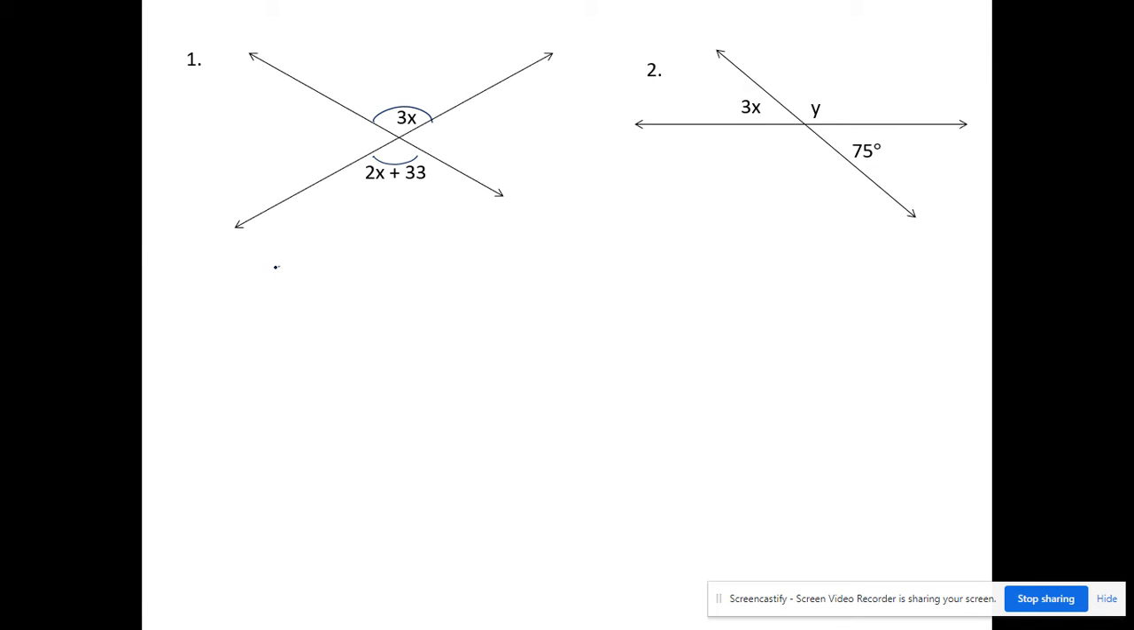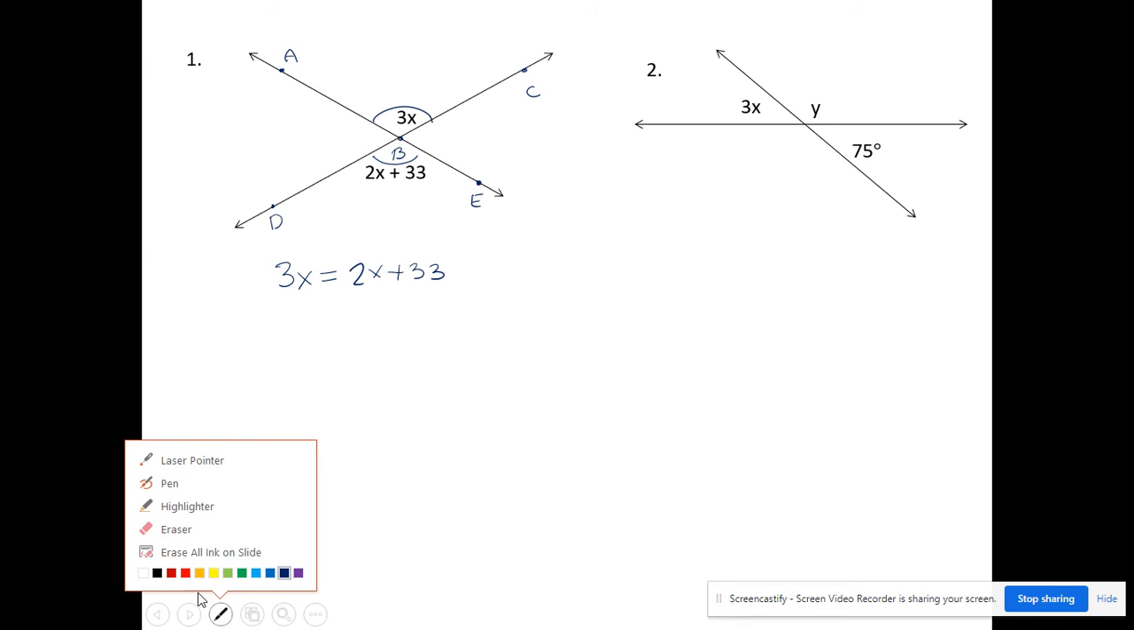So 3x is equal to, because remember congruency applies to letters. So if I had, let's say this was A, B, and C, I could say angle ABC is congruent to angle DBE. I could say that. Or when I write it out as a problem, I'll say 3x equals 2x plus 33. So I need the equal sign for solving, but I need the congruency markers for letters.